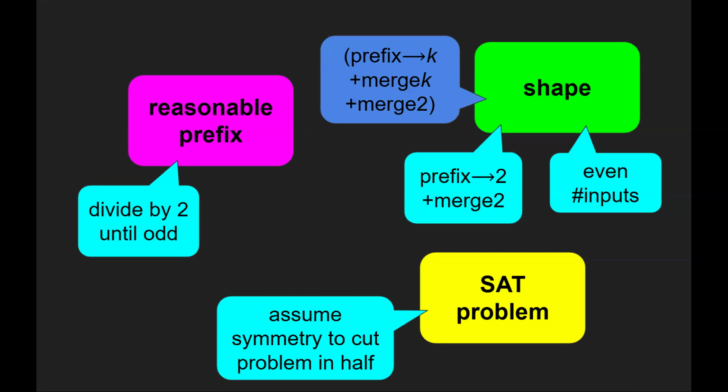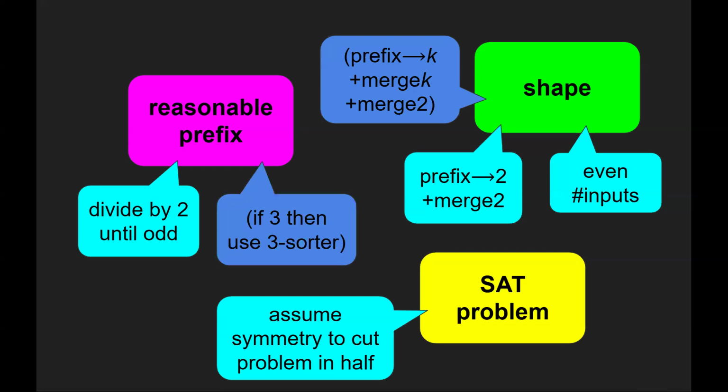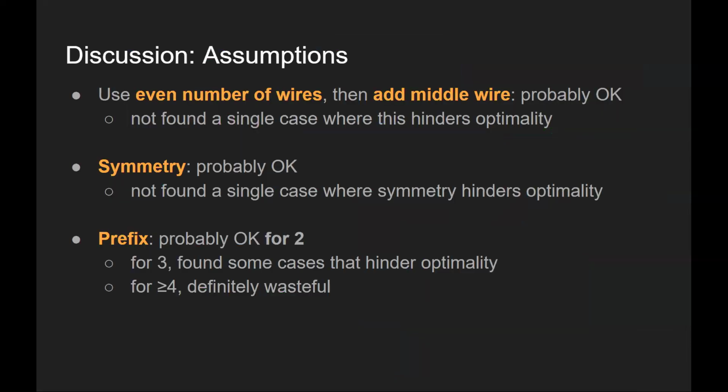And then some things will maybe prefix to k, and then merge k is maybe sometimes a good idea for k not equal to 2. Maybe you can use a 3 sorter here and there instead of divide by 2 until odd. I know they're not optimal, but they lead to nice networks anyway. So, right, these assumptions are made. I think they were all reasonable.